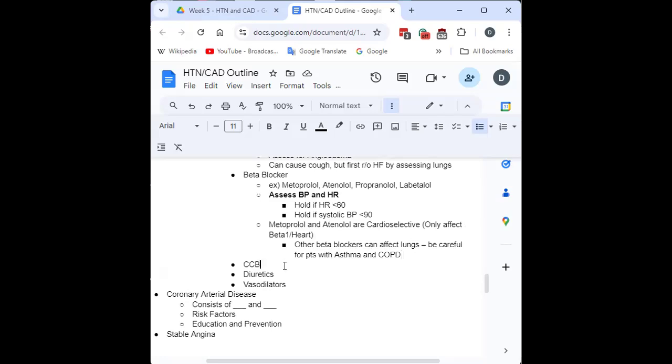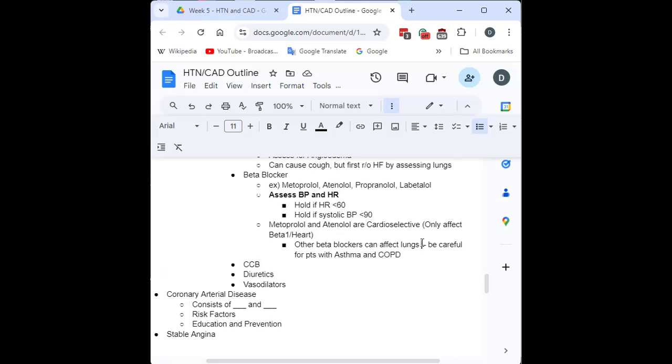They do. Yeah, they can cause bronchospasm. One MA, one heart equals B1. So in terms of remembering, you only have one. Oh, I see what you're saying.